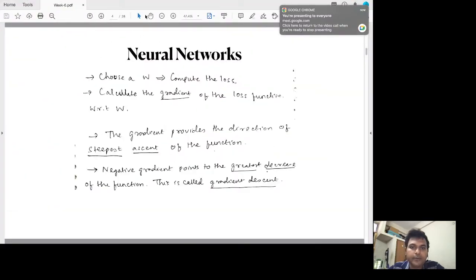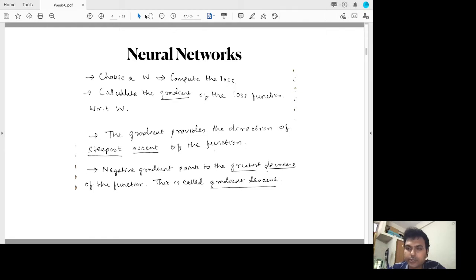The gradient shows the direction in which, if you go, the loss function will increase by the maximum value. That is a property of the gradient. That is precisely what I mean by this line: gradient provides the direction of steepest ascent of the function. Why steepest? Because it's the largest change that you can achieve, and ascent because the function will increase in that direction. So if you go in the direction of the gradient, your loss function will go on increasing.